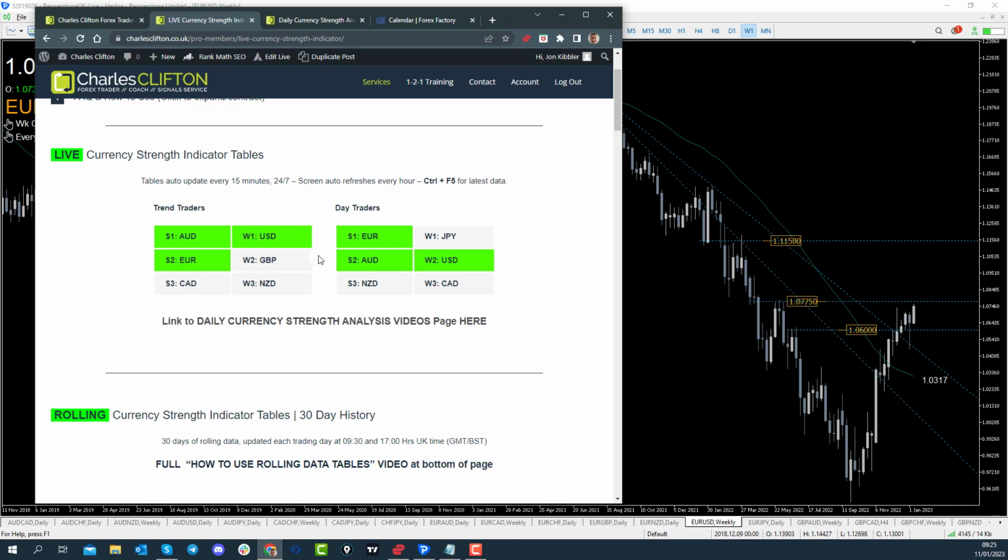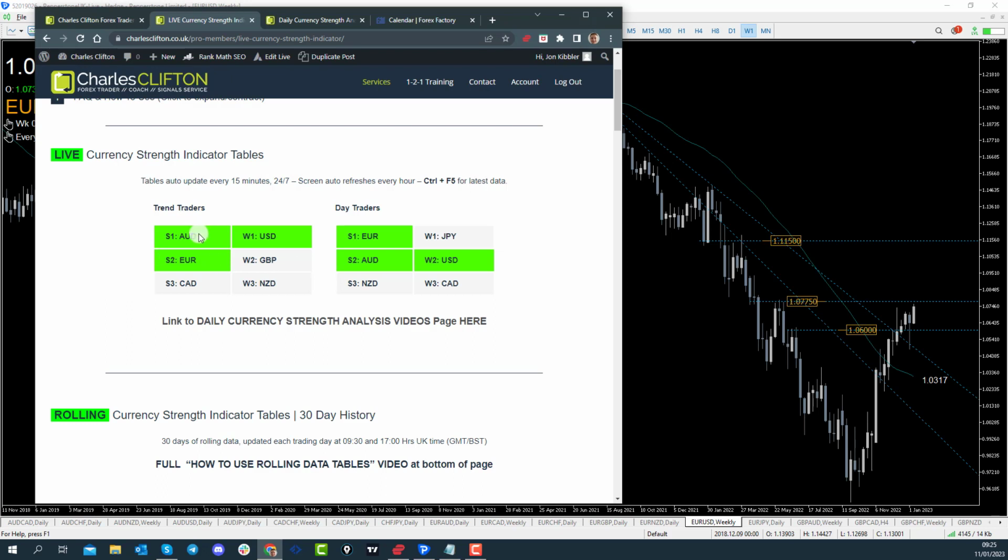You can see here some of the currencies are highlighted in green. That is showing us that there is a confluence between those currencies, and that's where I'll be focusing my attention in these videos. The tables auto update every 15 minutes, 24/7, so if you are a member you can log in at any time, day or night, from anywhere in the world and see exactly which way the markets are moving in real time. So what are the trend traders and day traders telling us today?